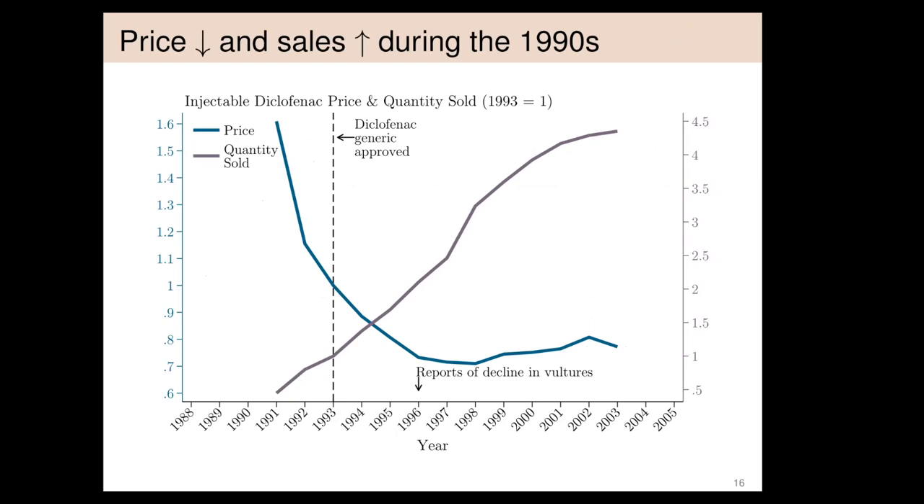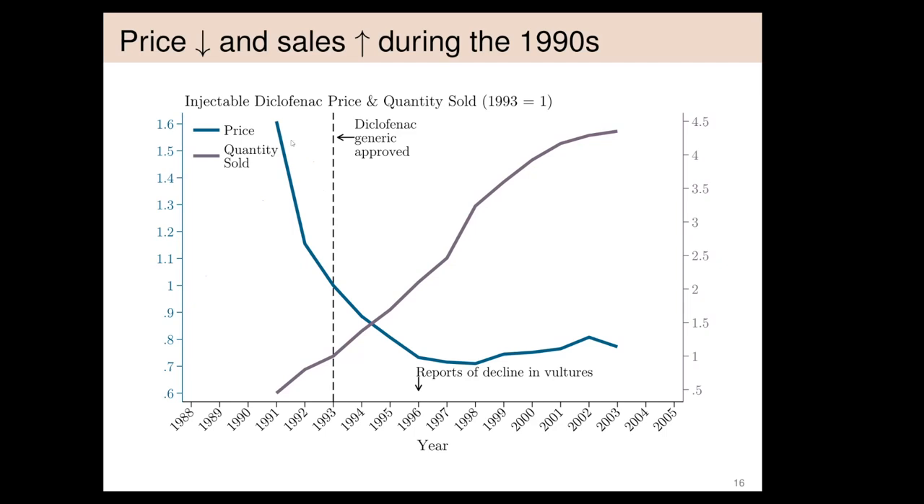We don't have any good data on the variation over space and time in terms of sales of the drug, but just to show you that explosion of availability, we have data at the national level about prices and volume sold. We're focusing here on the injectable form of diclofenac, because that's the most likely form that was either used or diverted in veterinary cases. And we've essentially normalized everything to 1993, the year before the generic approval came about.